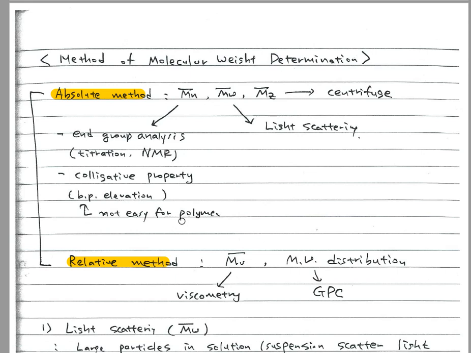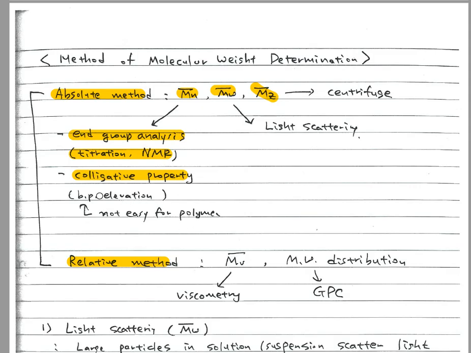Okay, and among absolute methods to determine molecular weight of polymer chains, there are many different ways actually here, right? And using many different experimental methods, we could determine number average, weight average, or even Z average molecular weight. To determine number average molecular weight, a few different experimental methods can be used. One of them includes end group analysis, such as titration and NMR, or colligative property. You have already learned about this in general chemistry and also physical chemistry class, right?